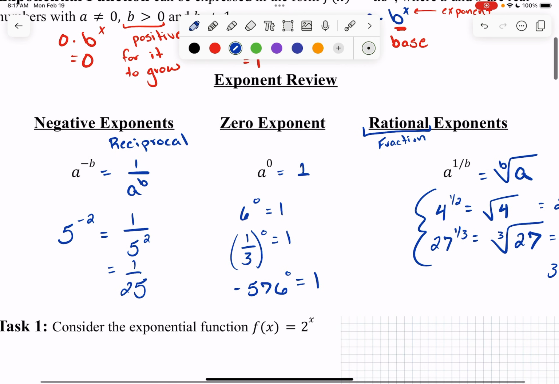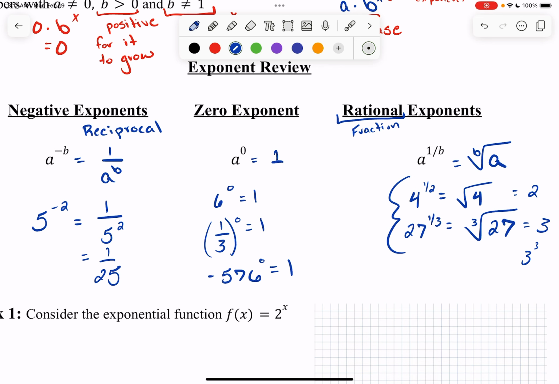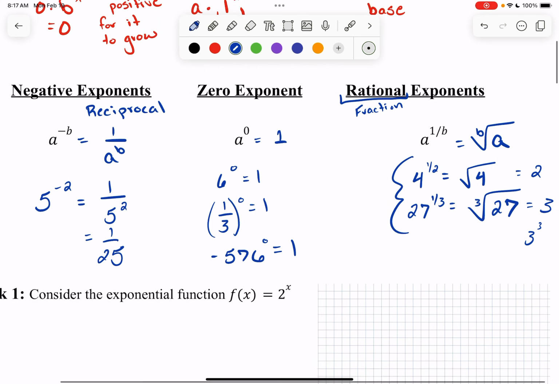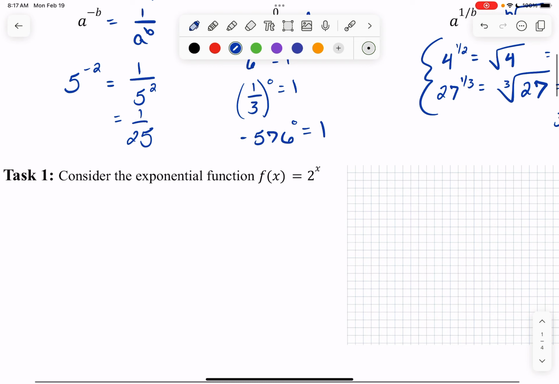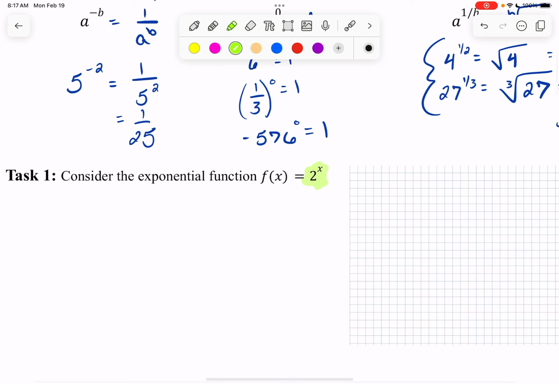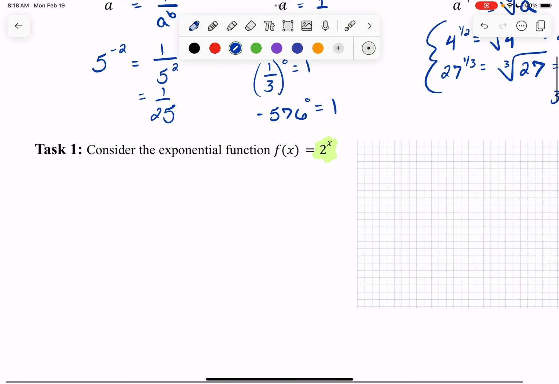So that leads us back to those, the review of our exponent rules, because we're going to need them. Okay, so here we're going to look at this exponential function, f of x equals 2 to the x. And we are going to create a table of values so we can graph this guy.